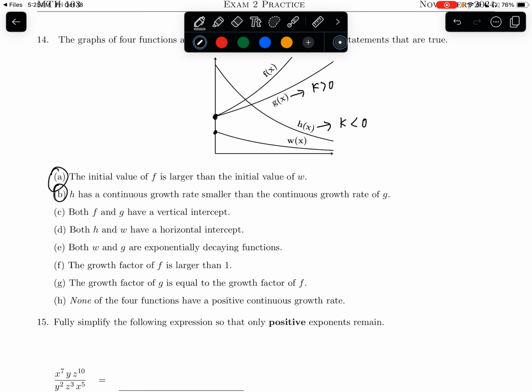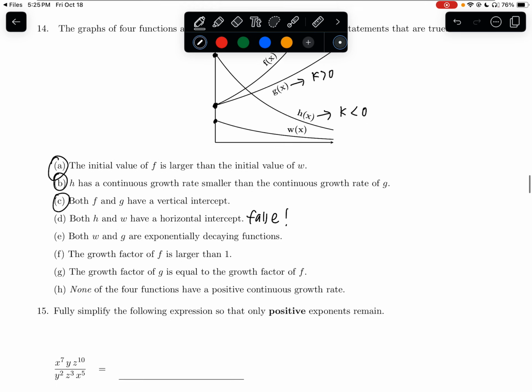Both f and g have a vertical intercept. Well, yeah, we just identified it. It's on the graph. Any exponential function always has a vertical intercept, but never has a horizontal one. So that's actually why this is false, because no exponential functions can have a horizontal intercept.